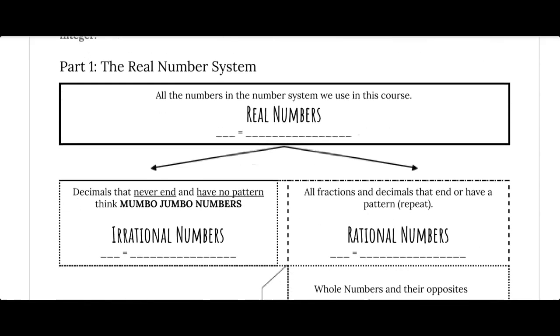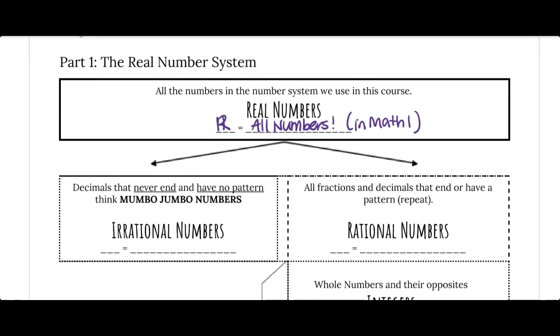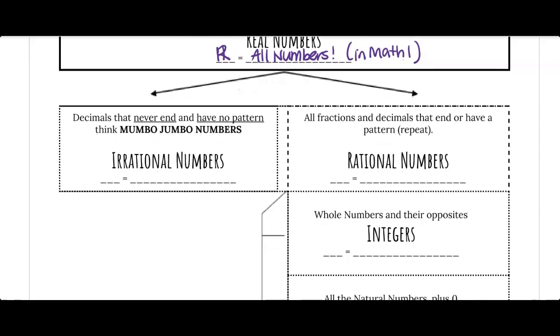So all of the numbers in the number system we'll use in this course are what we call the real numbers. And you might say, Miss Ayers, there's different numbers. Like, how can they not be real? And in Math 2, you'll start looking at what it means to have numbers that are not real. But for the purposes of Math 1, all numbers are real. So the real numbers are all numbers. And that is in Math 1. Math 2, Math 3, Math 4, you start looking at numbers that are not real anymore and why they exist.